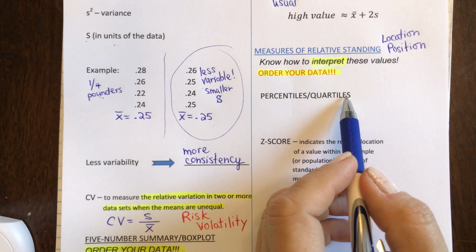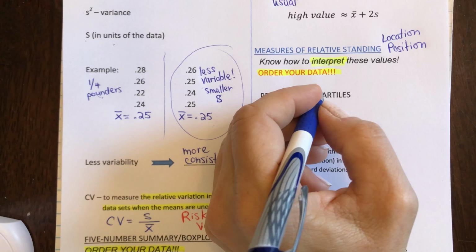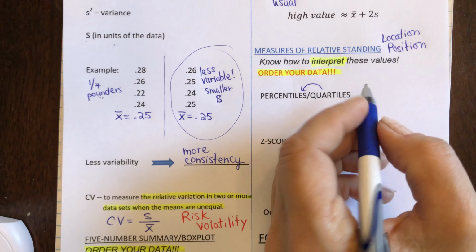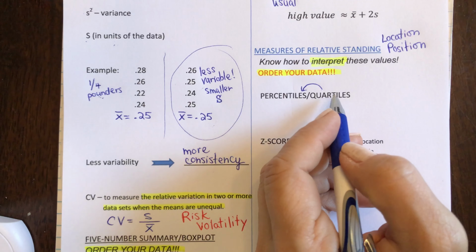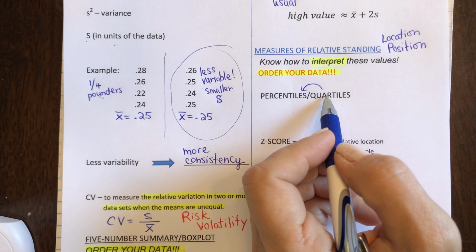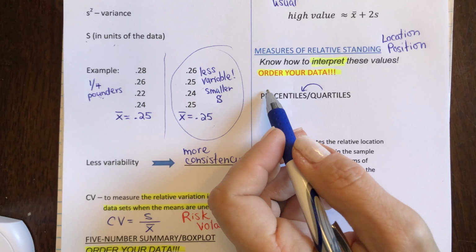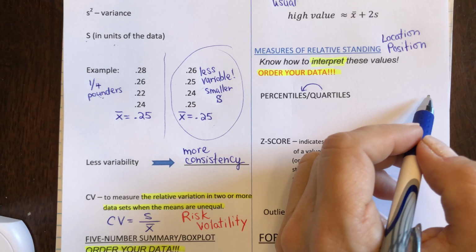Quartiles are percentiles that divide the data into quarters. For the quartiles, we talked about how to find those. The second quartile is the median, and the first quartile is the median of the lower half of your data, and the third quartile is the median of the upper half of your data.